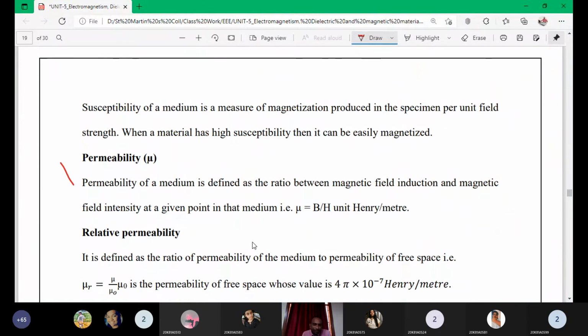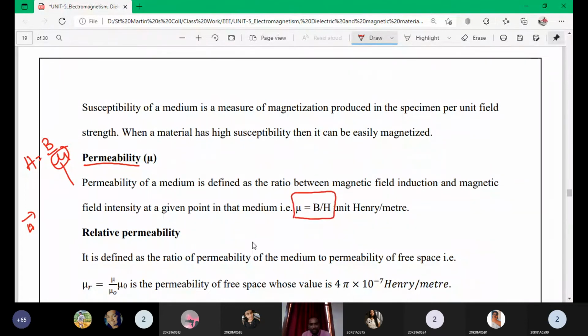So B is equal to what we have written, H is equal to B by mu. Here mu is the magnetic permeability. It gives how easily any material is magnetizing after applying some external magnetic field. That will give that information. Here you can write mu is equal to B by H.